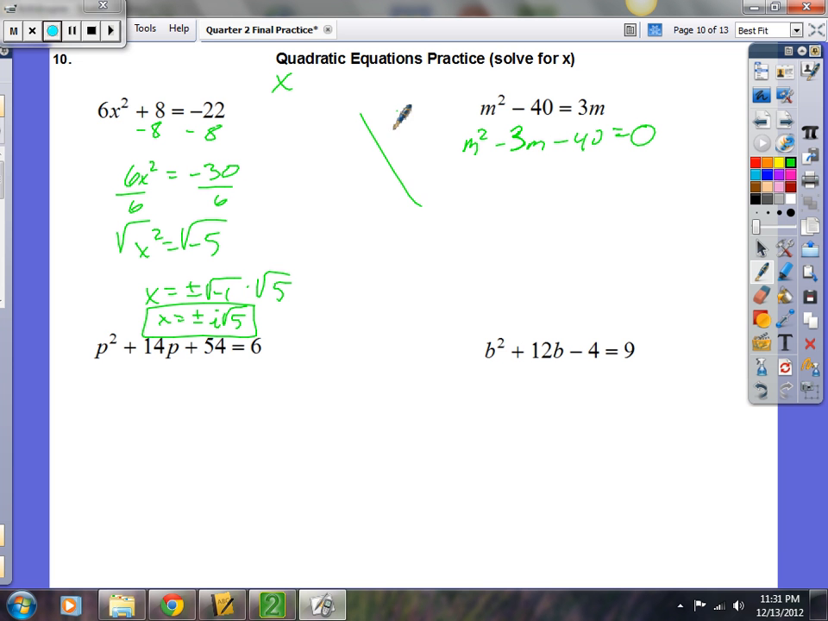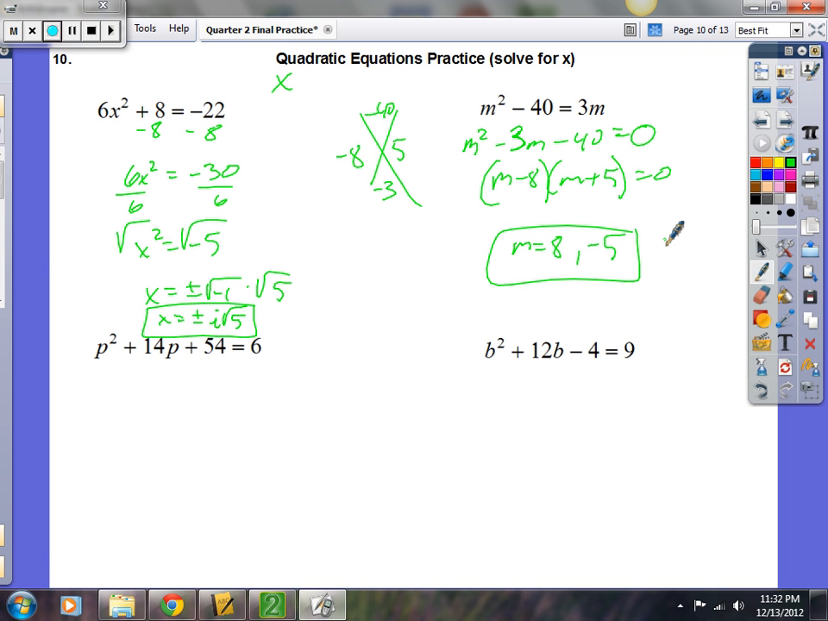Does there exist two numbers that multiply to give you negative 40 and add to give you negative 3? Yes. Negative 8 and a positive 5. So it's going to be m minus 8 times m plus 5 equals 0. What times what is 0? It's got to be a 0. m is going to be 8, or m is going to be negative 5. Okay, keep going.